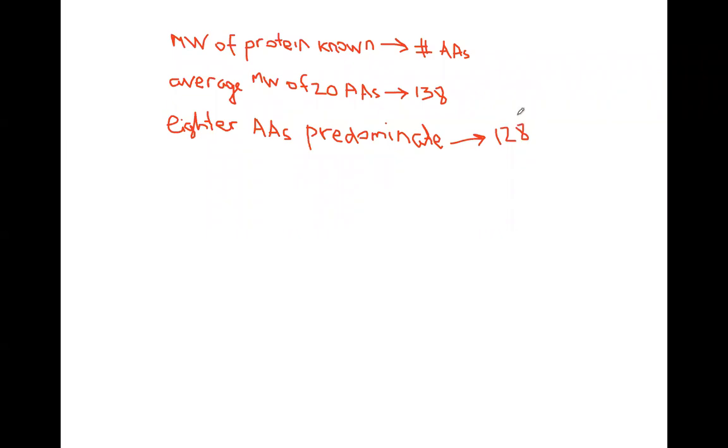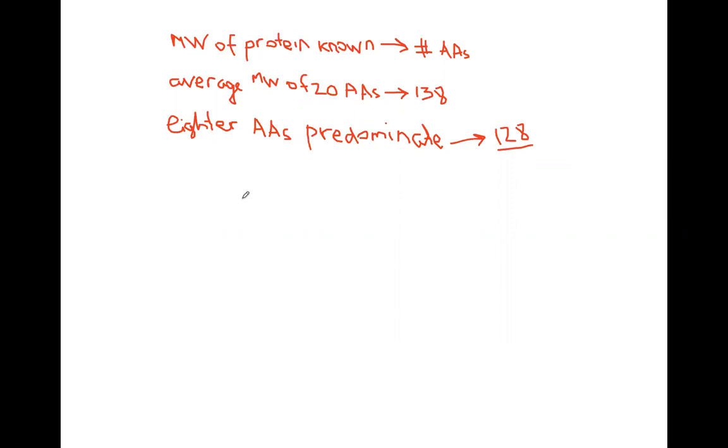So the question for you is: is this the number we should use? If you have the molecular weight of the protein and divide by 128, will you get a good estimate of the number of amino acids? What else is missing here? It's a good number; it takes into account the average molecular weight of all amino acids and their distribution in proteins. What does it not take into account? Is it the hydrolysis reaction, the loss of water?